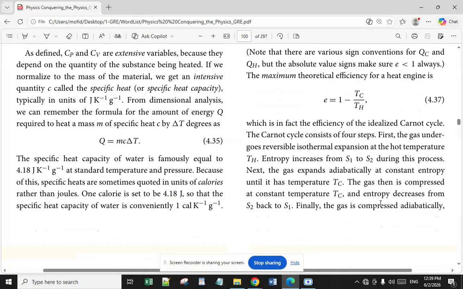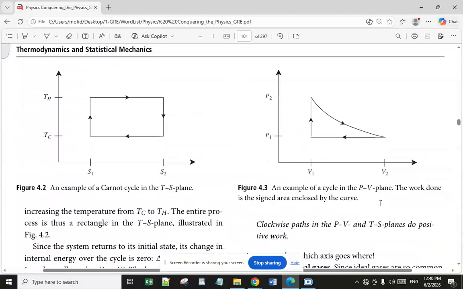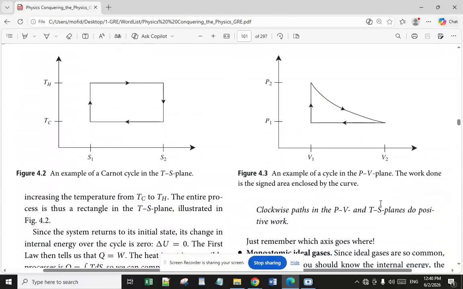First, the gas undergoes reversible isothermal expansion at a high temperature TH. Entropy increases from S1 to S2 during this process. Next, the gas expands adiabatically at constant entropy until it has temperature TC. The gas is then compressed at constant temperature TC and entropy decreases from S2 back to S1. Finally, the gas is compressed adiabatically. So you see it's a thermodynamic cycle. We call it a Carnot cycle.